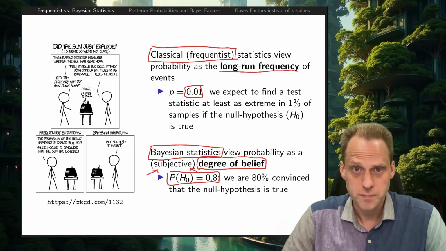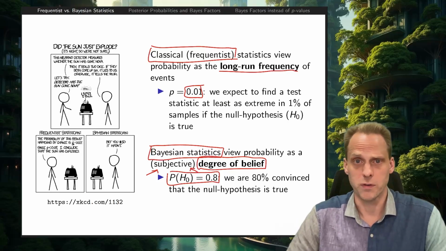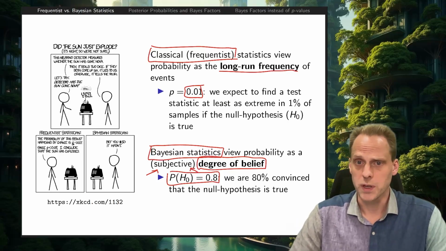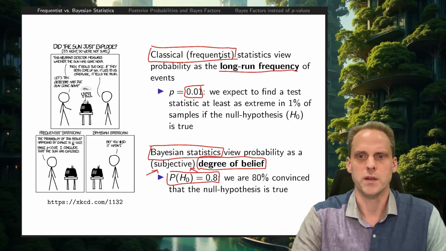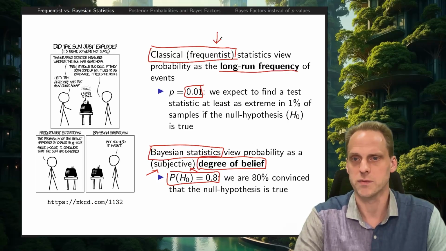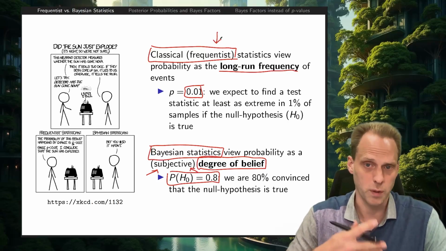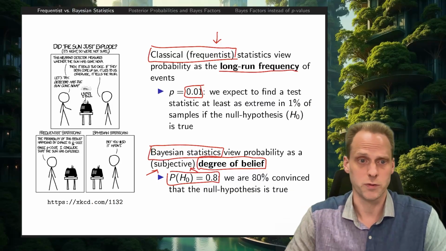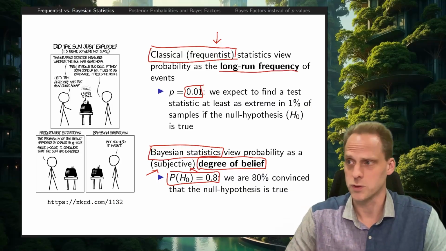That idea, talking about subjective degree of belief, is just something that you cannot even do in this frequentist framework. It doesn't make sense because we're talking about repeated samples, and the null hypothesis either is true or it is not.